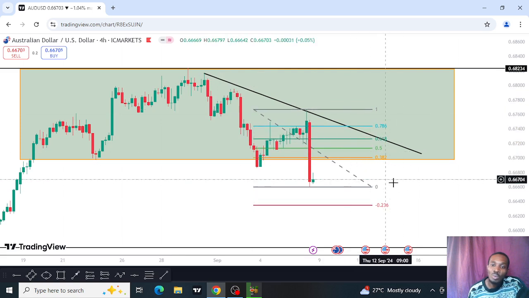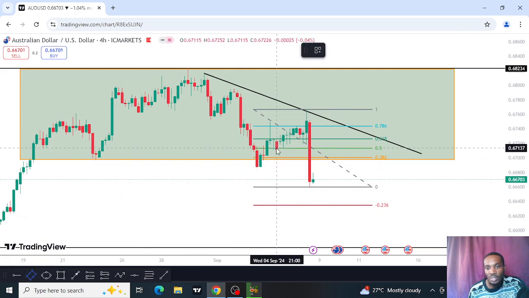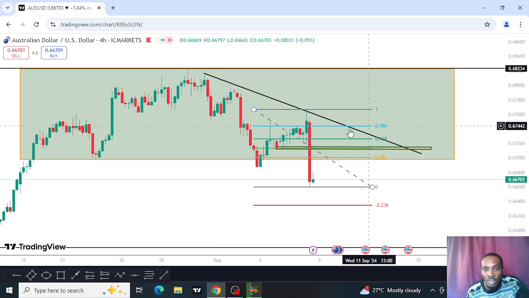I would love to see something like this happening here. So this is going to be my entry. I'll start shorting this pair from here. And as you can see, it is in line with my trend line.